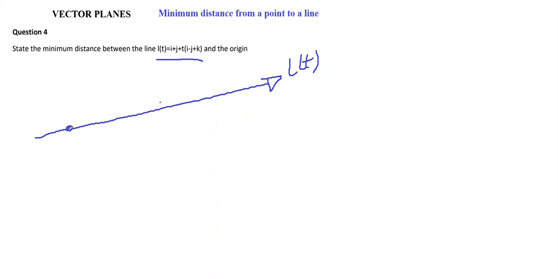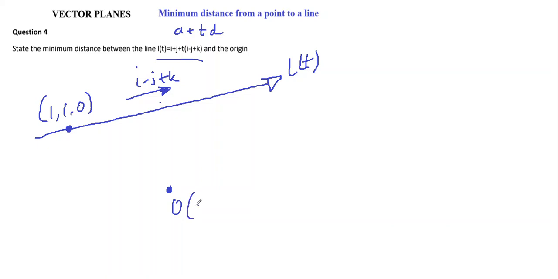And I know there is a point on the line, which is (1, 1, 0). And I know the direction of the line is i - j + k, because my line is a point plus t times the direction. And I have this other point, which happens to be the origin, (0, 0, 0).